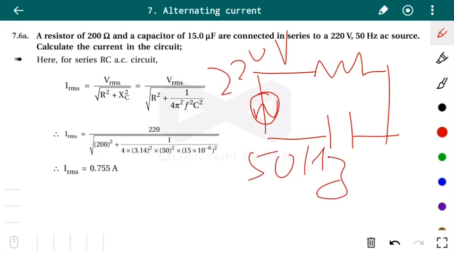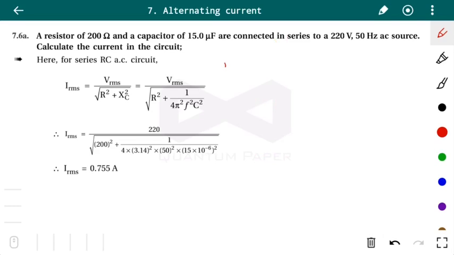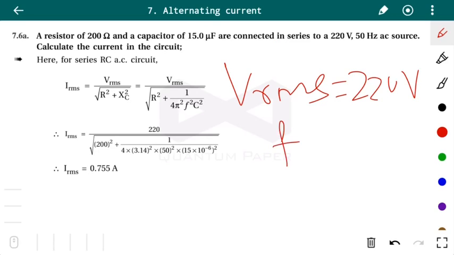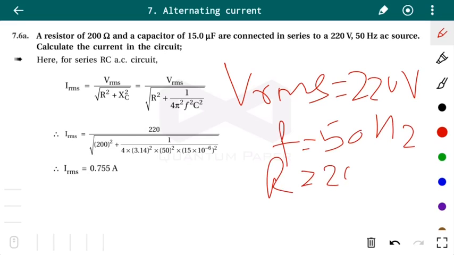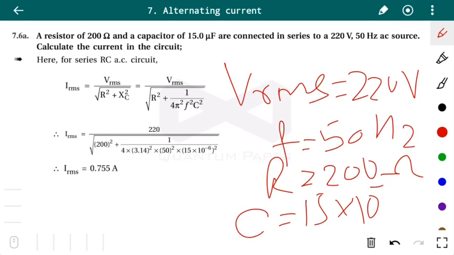So here 220 volt is the AC source, that means it is the VRMS value. So VRMS equals 220 volt. Then we are given the frequency, which is 50 Hz. Resistance value is R equals 200 ohm and capacitance value is 15 microfarad. So convert it into farad, that is 15 into 10 raised to minus 6 farad. Calculate the current in the circuit.